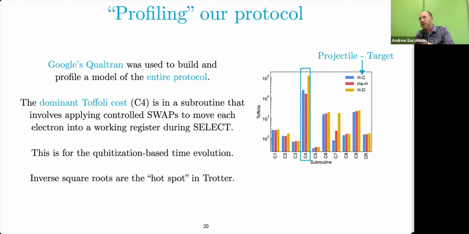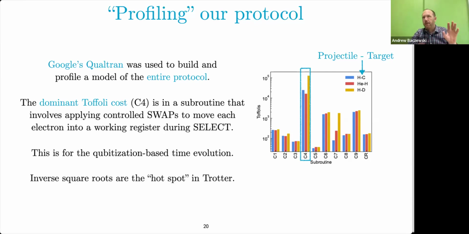It turns out for the qubitization-based approach, the dominant Toffoli cost is actually a subroutine that involves applying controlled swaps to move each electron into a working register during the select in this block encoding procedure. So we can see that it outpaces everything else by about 2 orders of magnitude, actually. And this is just a cool tool. You can actually see the costs broken down in a very fine-grained form like this. And again, for the sake of completeness, the inverse square roots are the hot spot in our Trotter algorithm. That's the thing that is equivalent to the large Toffoli counts in the Trotter, right? It might warrant noting that there are going to be about eta squared of those, the usual problem of pairwise interactions. So it's the dominant thing in some sense.